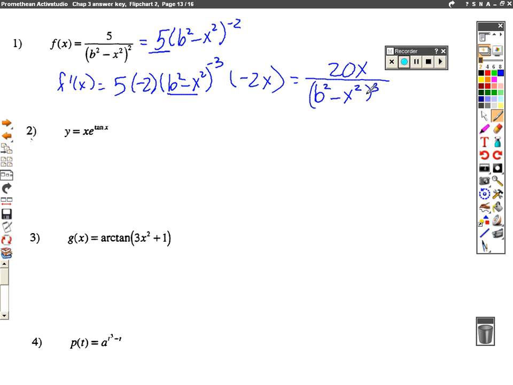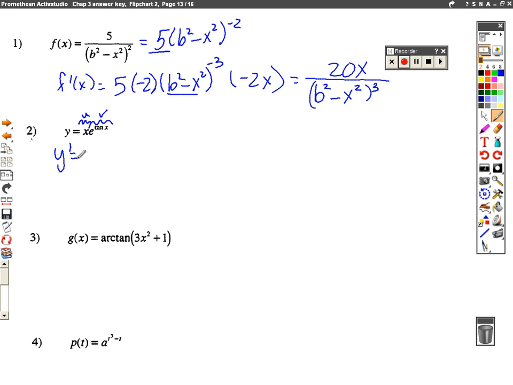Alright, number 2. We have y equals x e to the tan of x. You might look at this and at first think maybe you need logarithmic differentiation. But if you'll notice, x does not have the variable exponent, so no logarithms required. It is, however, a product, u times v. So the product rule is going to apply.